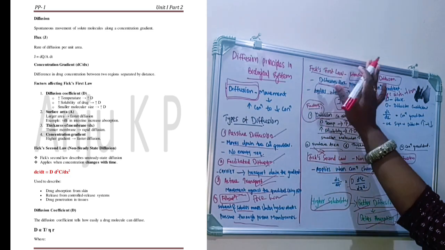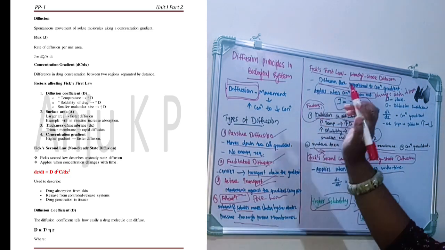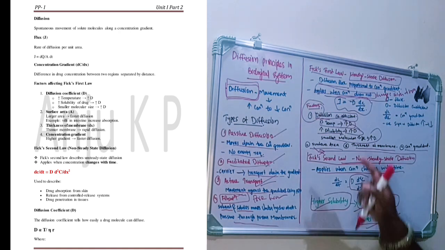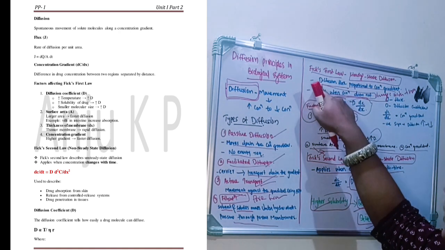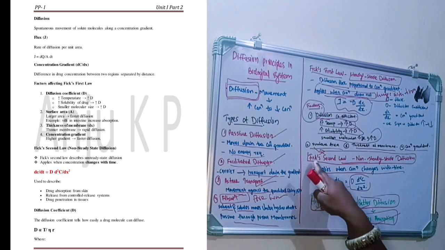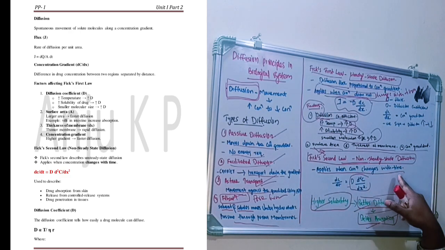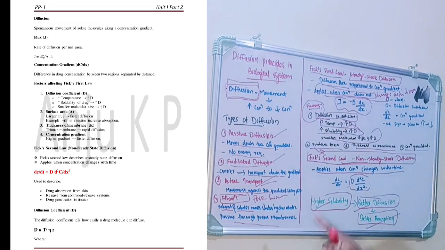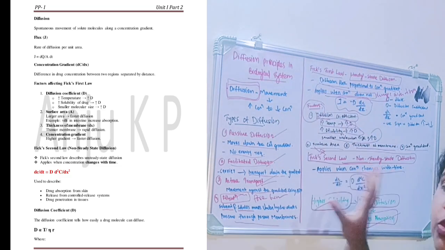Okay, Fick's first law, steady state. Steady state means the concentration does not change with time. So Fick's first law says that diffusion flux is proportional to the concentration gradient. And Fick's second law is for non-steady state diffusion, that means concentration changes with time. Okay, so I hope you people understood this portion.